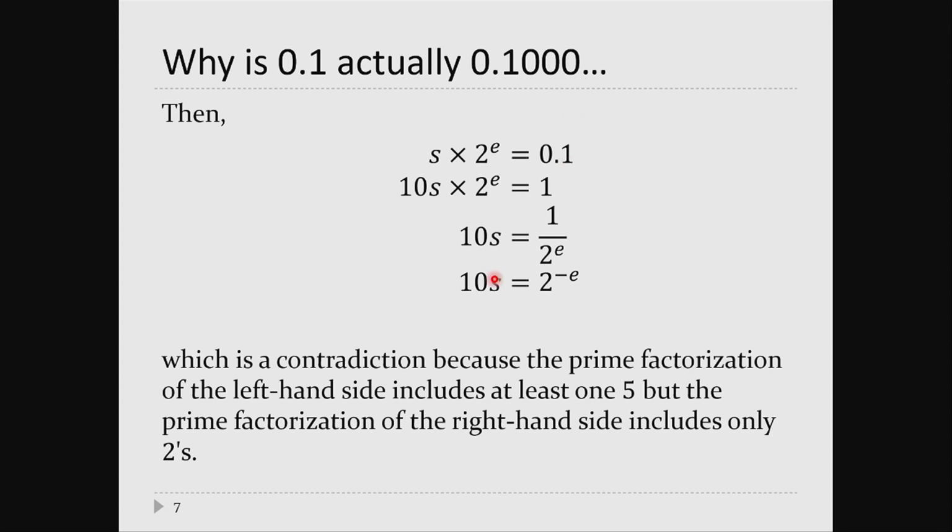OK, so that's why you can't get 0.1. Now, the value you get is awfully close to 0.1. The difference is way out in the 15th or 16th digit after the decimal place. So it's not like the error is massive. It's actually very small. But still, you can't represent it exactly.